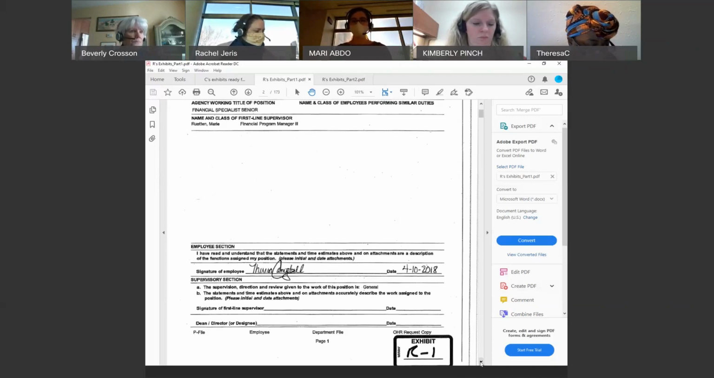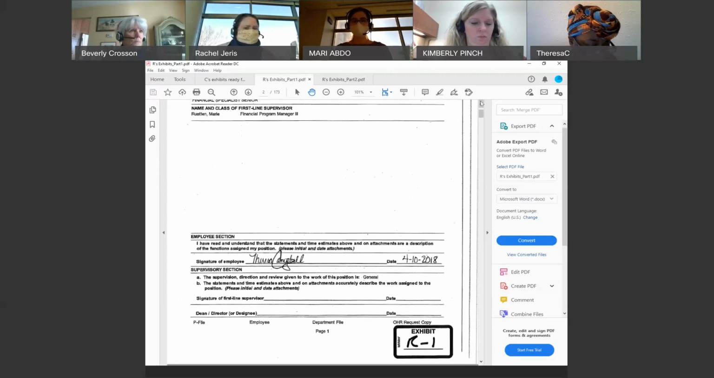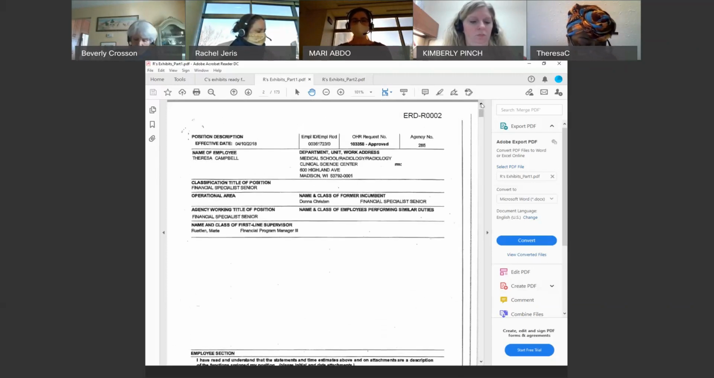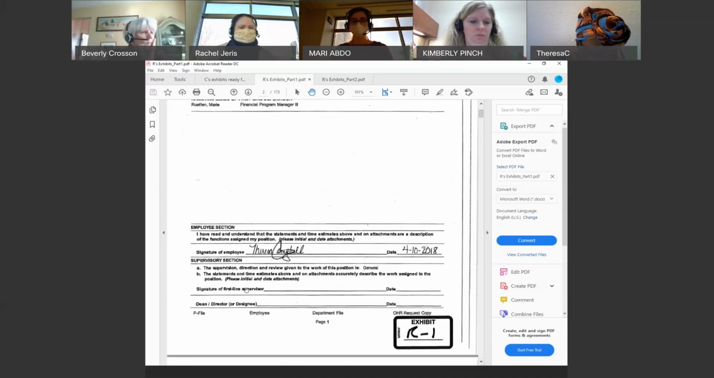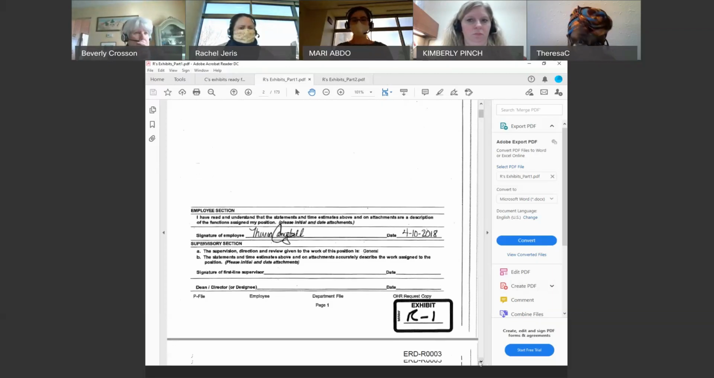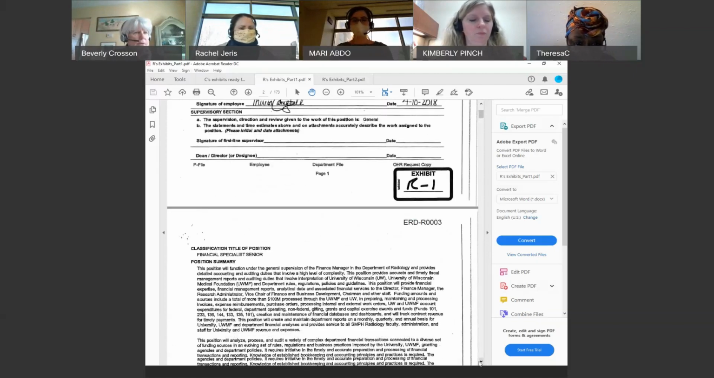R1 Bates page 2. Ms. Campbell, did you read this document before you signed it? Yes. And then right above your signature, there's a sentence that says, I have read and understand that the statements and time estimates above on the attachments are a description of the functions of my position. Did you, at the time you read this, ask to see the attachments? Yes. And when you asked that, did anyone give them to you? Yes. And were the attachments the pages of this position description, page 2, 3, and 4? That would be 3, 4, and 5, correct? Correct.